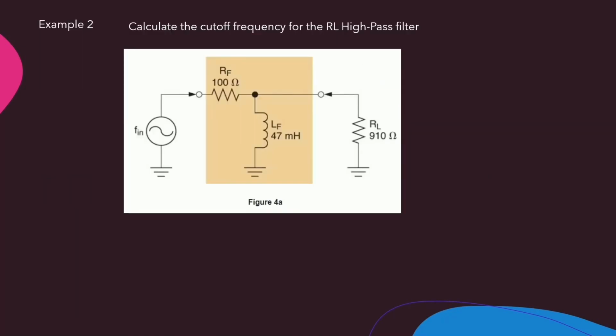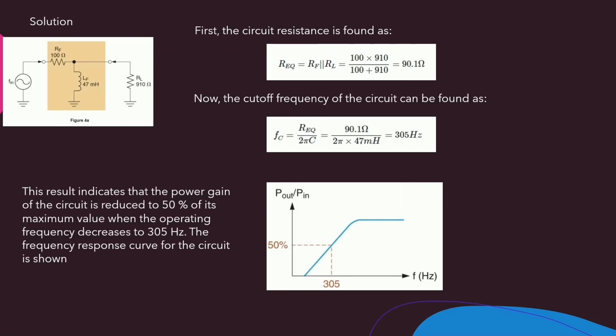Now for an example of an RL high-pass filter. First, the circuit resistance is found, and then the cutoff frequency is R over 2 pi L. Then plugging the numbers in, we get 305 Hz. This result indicates that the power gain of the circuit is reduced to 50% of its maximum value when the operating frequency decreases to 305 Hz. The frequency response curve for the circuit is shown.